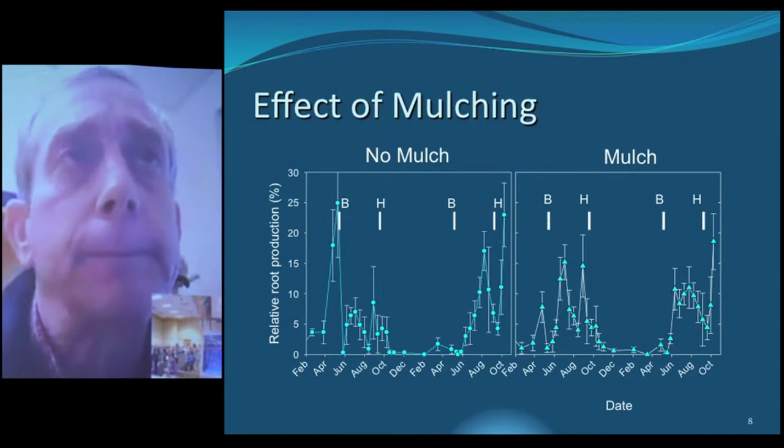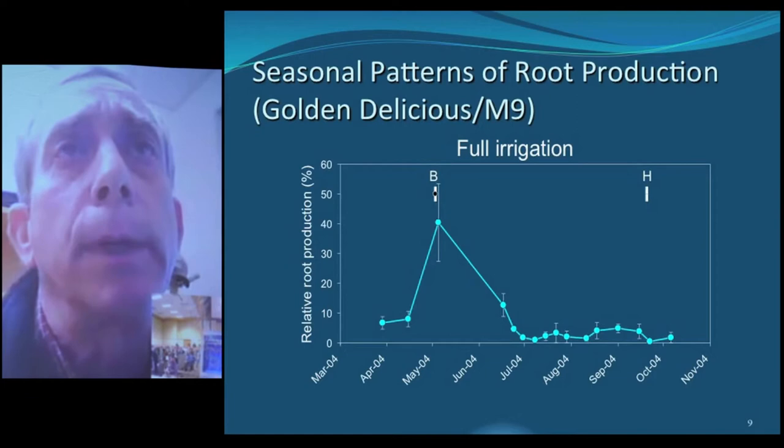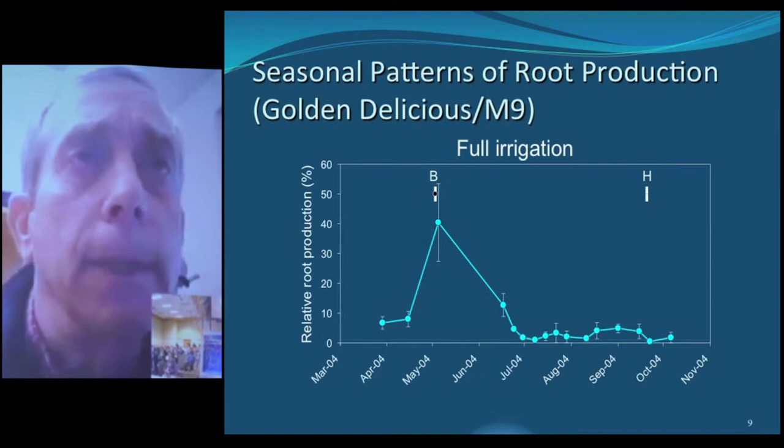Next slide. We only had 1 year of data for the Golden Delicious that we had worked up. And here, we did not see root production at harvest time. We only saw it at bloom under the fully irrigated, unmulched Golden Delicious trees. So, seasonal root production, next slide.